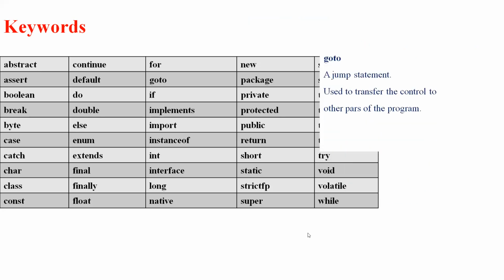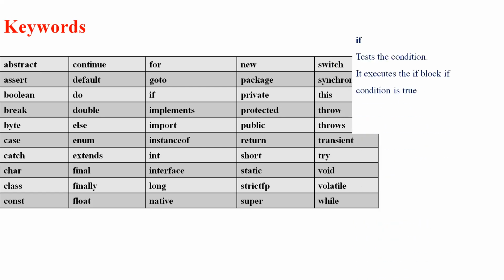So next we have goto. This goto is a jump statement, used to transfer the control to another part of a program. So by using this goto, we can control the flow from one part of a program to another part of the program.